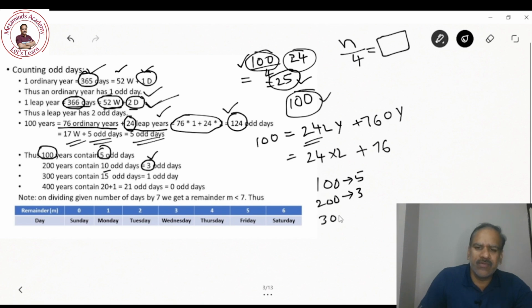And coming to 300 years, 100 years 5, so 300 years 15. Divide 15 by 7, you will get 2 weeks plus 1 remainder. So 300 years has 1 odd day.